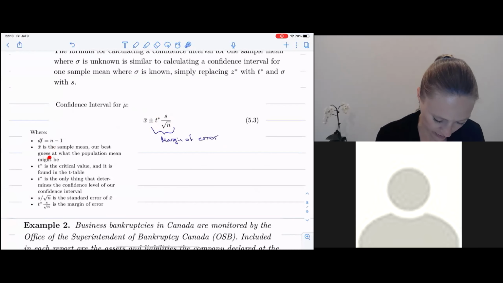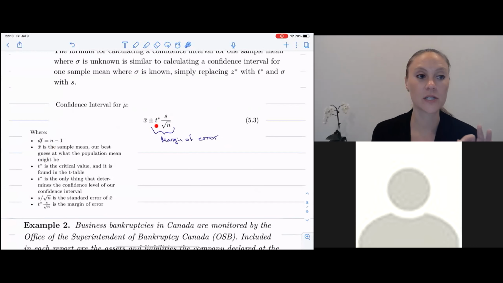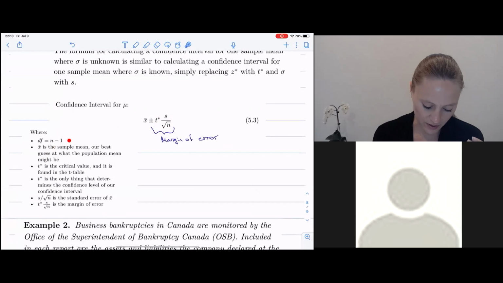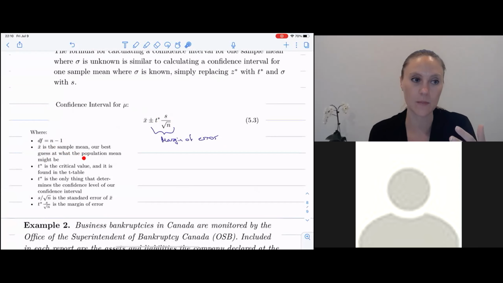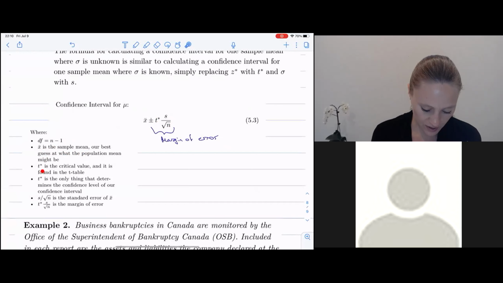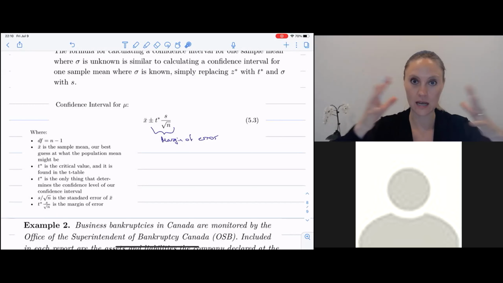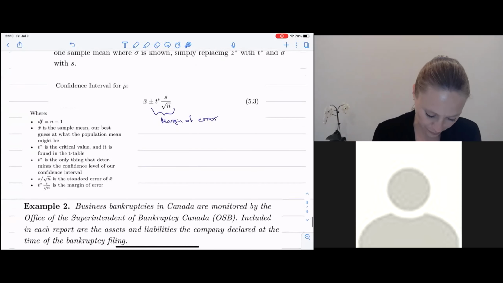To find your T star, you need your degrees of freedom, which is n minus 1. X bar is the sample mean, which is our best guess at what the population mean might be. Same idea as before. T star is still the critical value and it's found in the T table. Just like Z star, T star is the only thing that determines the confidence level of our confidence interval, so how wide these things are going to be.